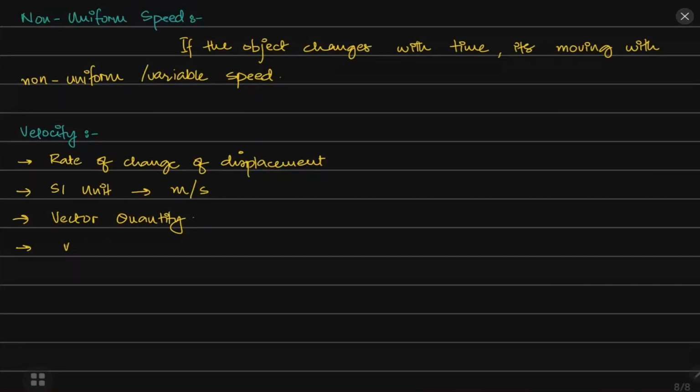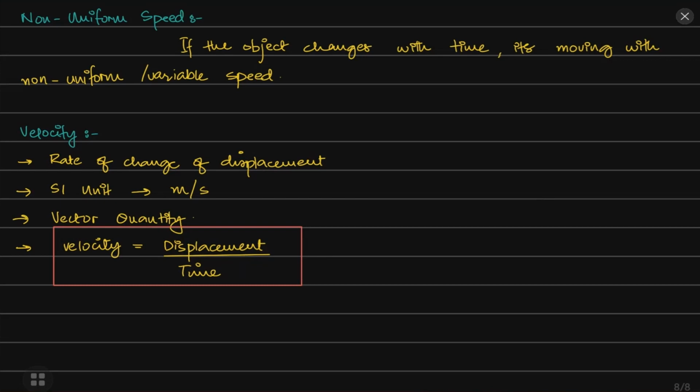In place of speed, we can write velocity equals displacement upon time. Now, since it's a vector quantity, you have to describe the magnitude and you have to describe the direction when you're mentioning vector quantities as well.